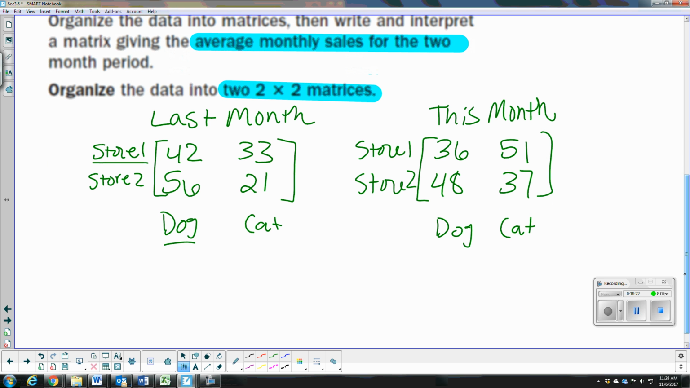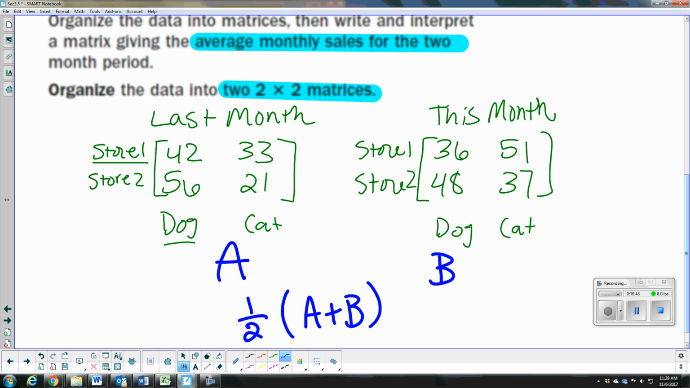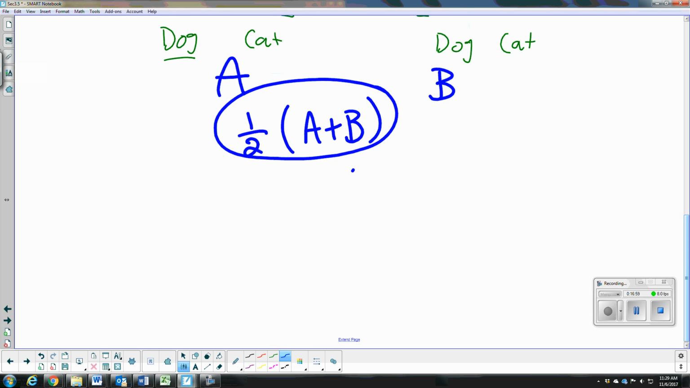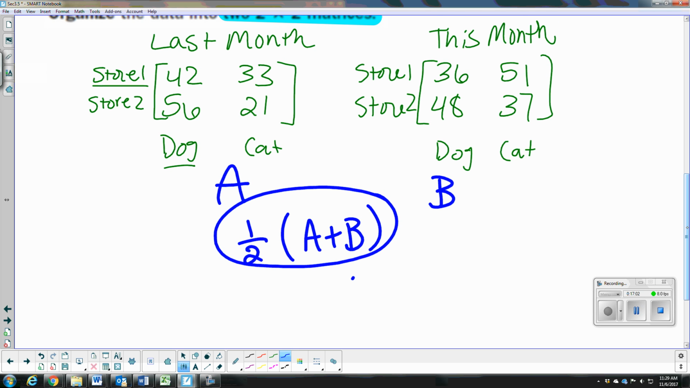Okay, so now it asks us average monthly sales. So how do we find average? Let's call this matrix A, and let's call this matrix B. So to find average, we're going to add A plus B and divide by 2, which is the same as multiplying by 1/2. Okay, so here's what we're going to do to find the average monthly sales. Grab our matrices. Now let's add those 2 together.